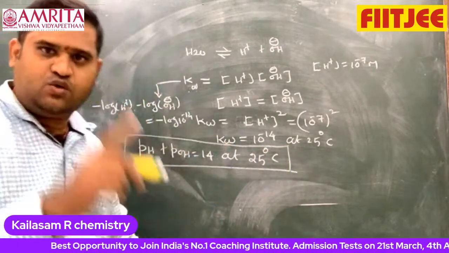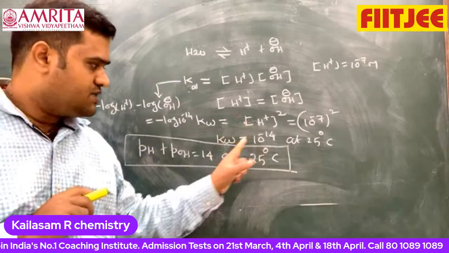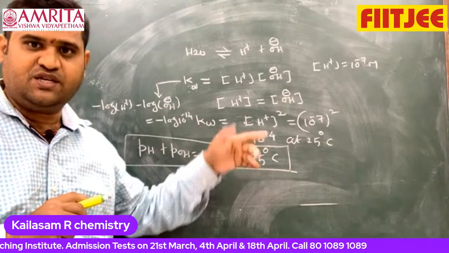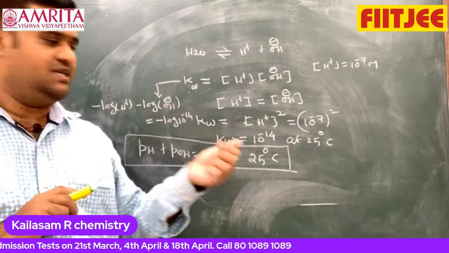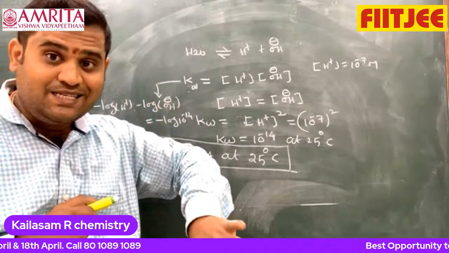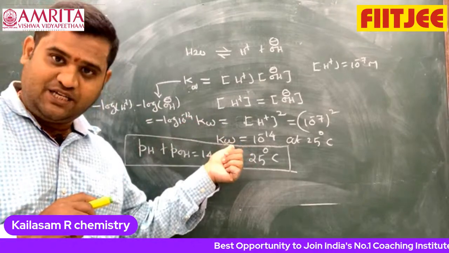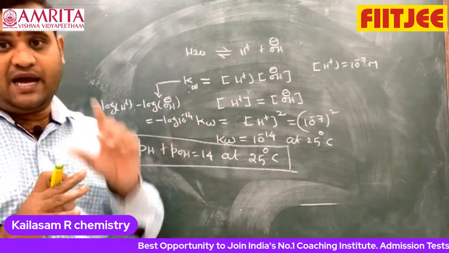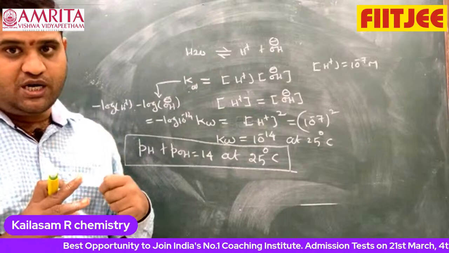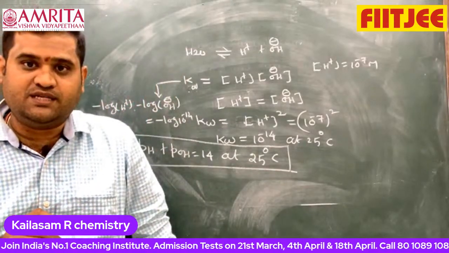pH plus pOH equal to 14 at 25 degrees Celsius, not for all temperatures. Why? Because Kw is an equilibrium constant and depends on temperature. When temperature increases, Kw will increase. When Kw increases, pH will decrease. At 25 degrees Celsius, we can say neutral means pH equal to 7, only 7.